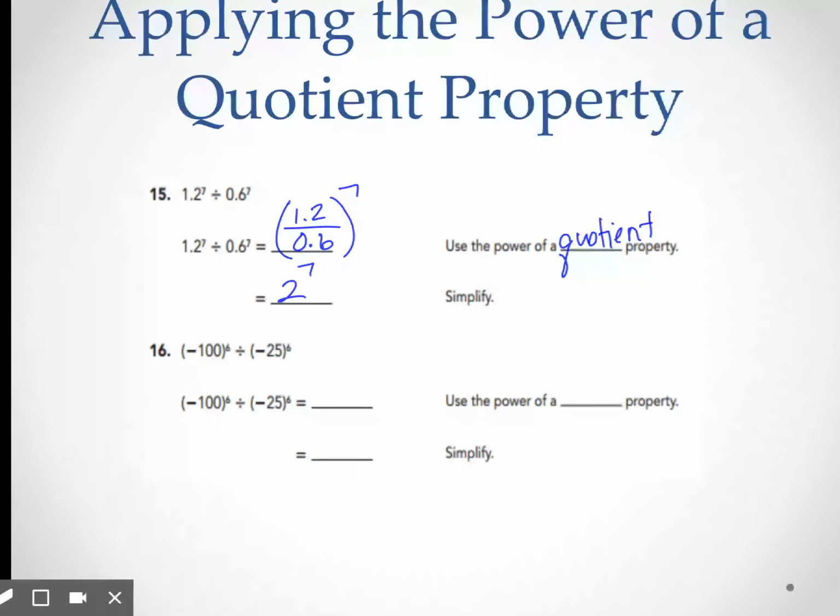Another example here, -100 to the 6th power divided by -25 to the 6th power. Because they both have that exponent of 6, I'm going to use the power of a quotient. And I'll write it in that fraction form: -100 as the numerator, -25 as the denominator, and keep our exponent of 6. Now I'm going to simplify by using the division. -100 divided by -25 is 4. Remember, a negative divided by a negative is a positive. And I'll keep my exponent of 6.